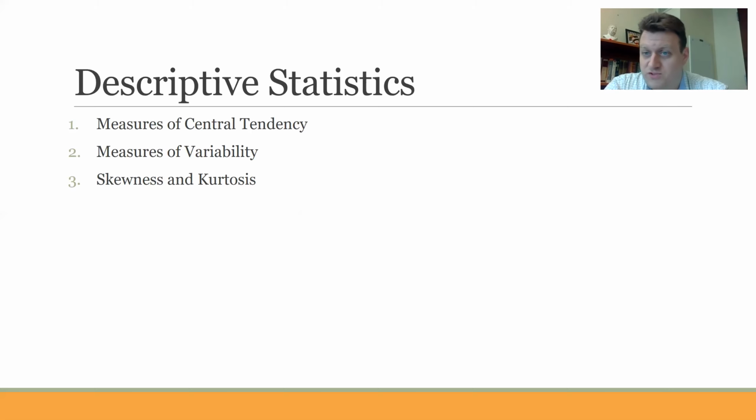The last two, skewness and kurtosis, are important as well, especially if we're trying to look at whether our data fit the lovely bell-shaped pattern, the normal curve. So skewness and kurtosis are going to tell us if our data is normally distributed. It fits in that beautiful normal bell-shaped curve.